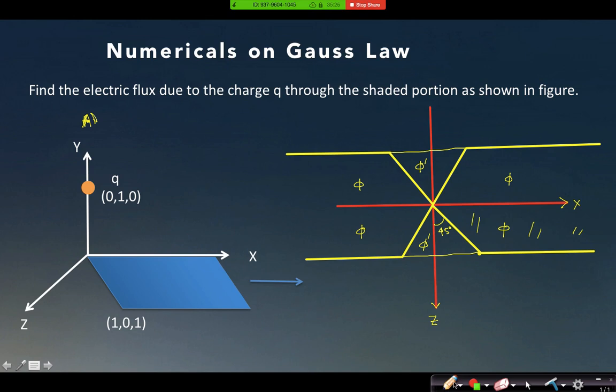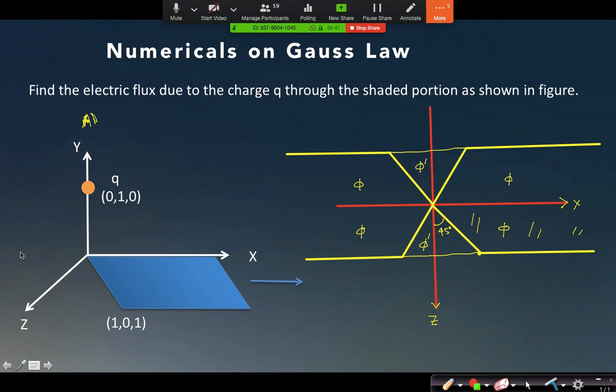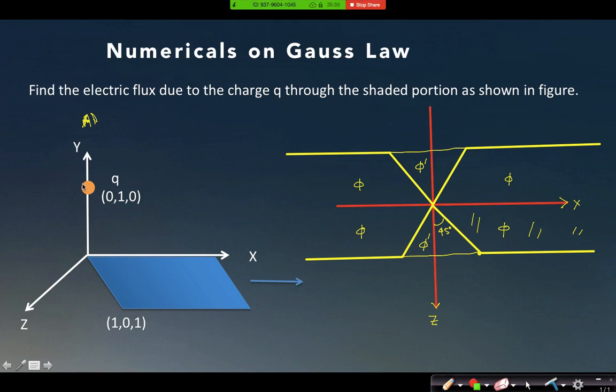Try to visualize, because this is also a complicated question, I think, because you have to visualize a lot of things. Okay. Now, can you see that if I say total flux is 4 phi plus 2 phi prime, but that flux is only along this xz plane, right? I could not bound this charge q through this entire plane. It is this side infinity and this side also infinity.